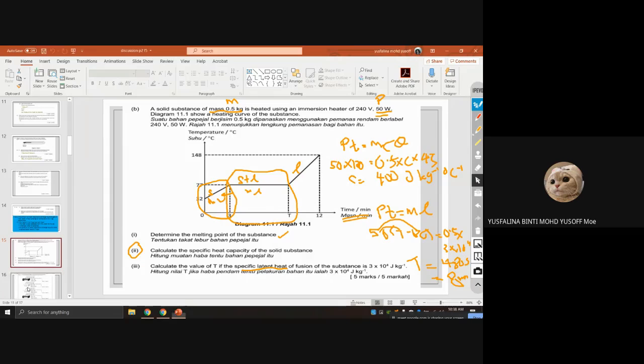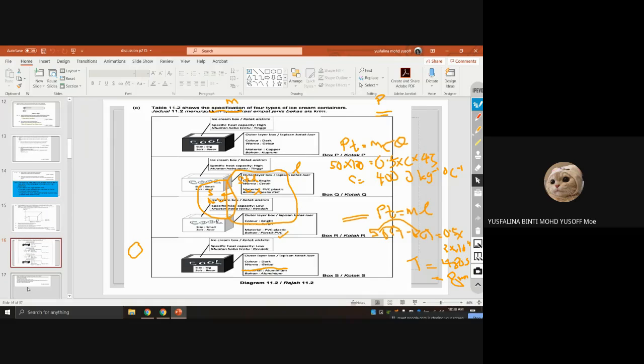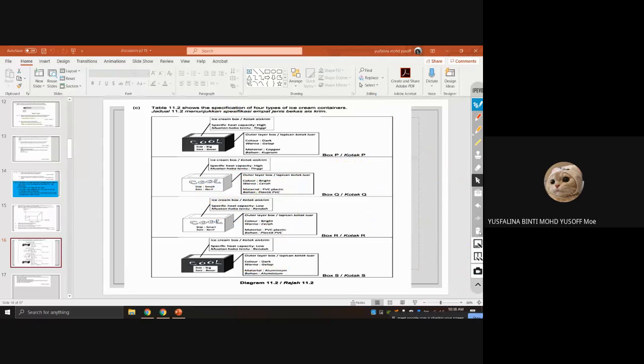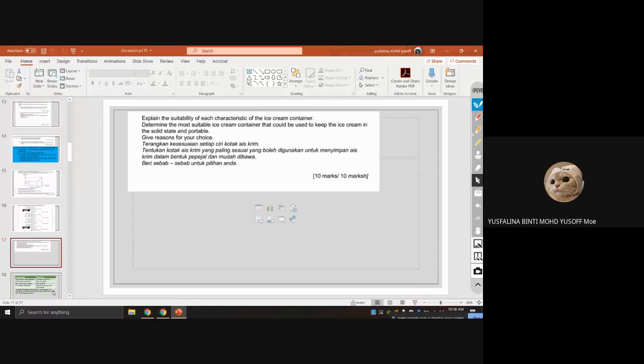Okay, for the next slide, table 11.2 shows the specification of four types of ice cream container. They are asking you to choose the most suitable ice cream container that could be used to keep the ice cream in the solid state and portable. So you have to choose based on the characteristics given here.